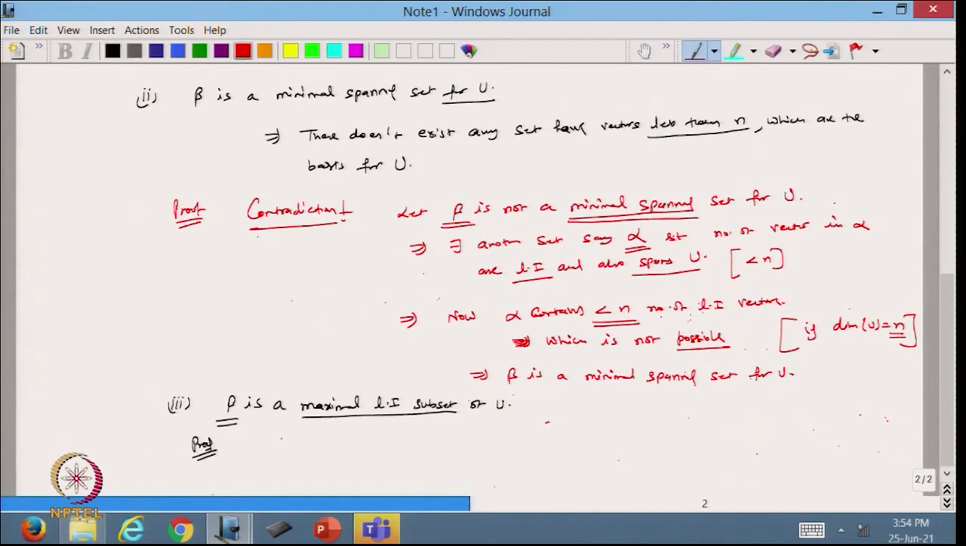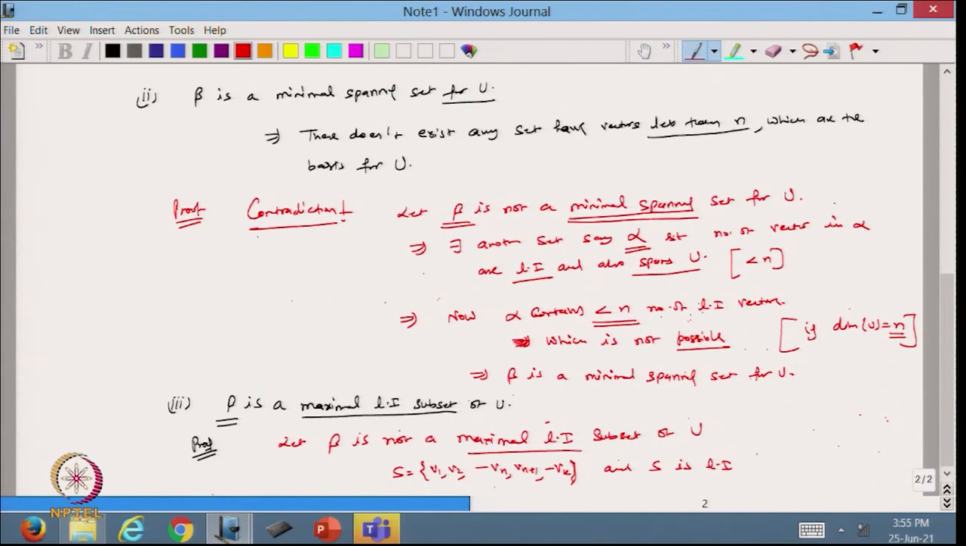So, we go by contradiction. Let beta be not a maximal linearly independent subset of U. So, it is not the maximal linearly independent set. It means that suppose I have a set S which contains the elements, maybe I can take the elements as v1, v2 up to vn, vn plus 1, or maybe vk. So, it contains k number of vectors and S is linearly independent. It means the vectors are linearly independent.